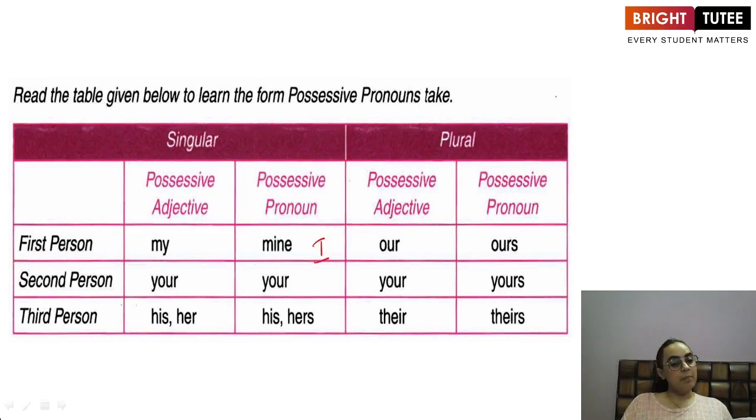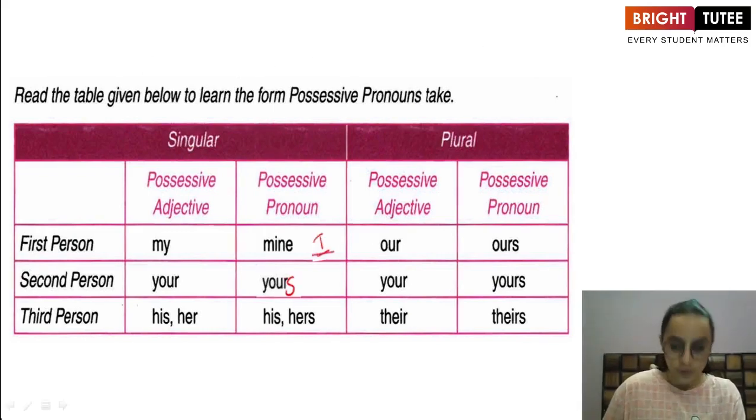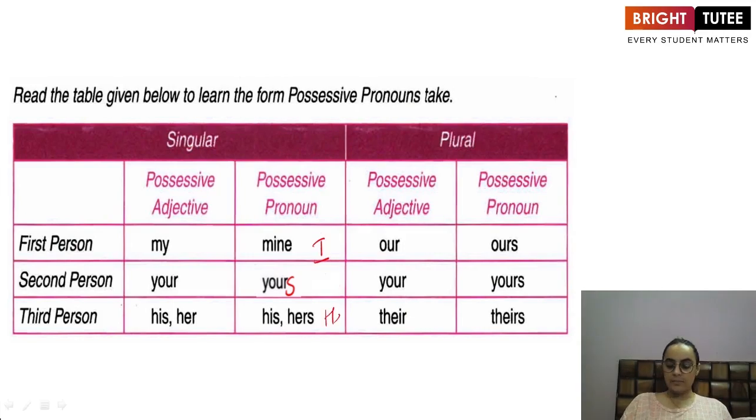I becomes mine, you becomes yours. He becomes his and she becomes hers when we are talking about the pronouns. While when we are talking about the adjectives, possessive adjectives, I becomes my, you becomes your, he becomes his, and she becomes her. All right.